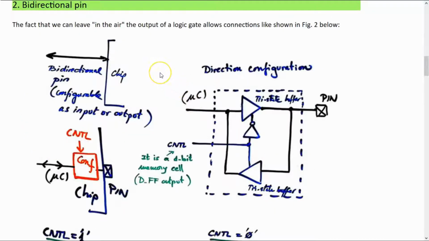So if you can go and disconnect outputs, you can very well organize this bidirectional pin. It may be configurable as input or output, the same wire, okay? Because you can place one of these special gates here between, for example, the internal circuitry of the microcontroller or any other digital device and the pin. You can configure that idea here with precisely three-state gates and this extra control pin.